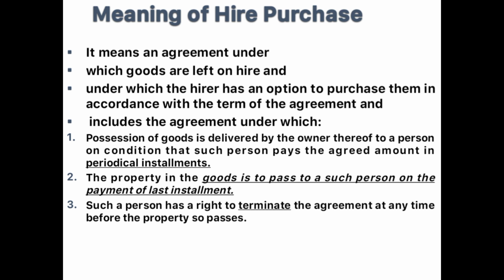Meaning of hire purchase. It means an agreement under which goods are let on hire and under which the hirer has an option to purchase them in accordance with the terms of the agreement, and includes the agreement under which possession of goods is delivered by the owner thereof to a person on condition that such person pays the agreed amount in periodical installments. The property in the goods is to pass to such person on the payment of the last installment. Such a person has the right to terminate the agreement at any time before the property so passes.